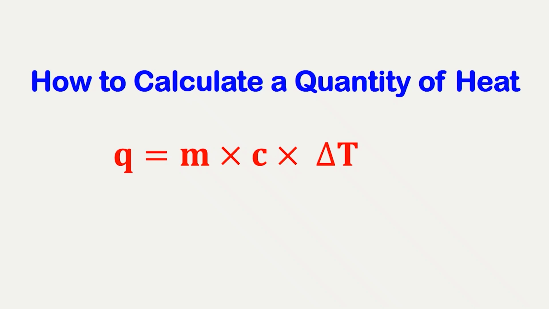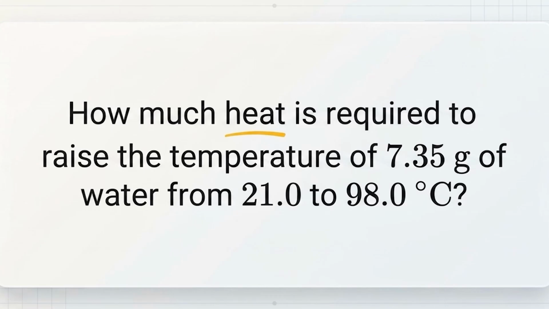Today, we are going to walk step by step through calculating the precise amount of heat energy needed to warm up a specific amount of water. So let's dive right into this fundamental chemistry problem. Here is the exact problem we'll be tackling: finding the total heat required to raise 7.35 grams of water from 21.0 degrees Celsius all the way up to 98.0 degrees Celsius. To put that into some everyday context, we're basically taking a very small amount of water from roughly room temperature up to a near boiling state.